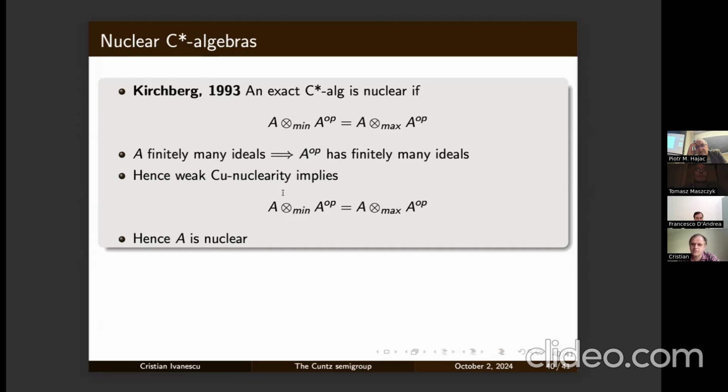Yeah, the nuclear C*-algebras form a strict subclass of the exact C*-algebras. Do you know an example of some nice exact C*-algebra that is not nuclear? I think if we look at the free group on two generators, F2, and you look at the full group C*-algebra, that will be an example.